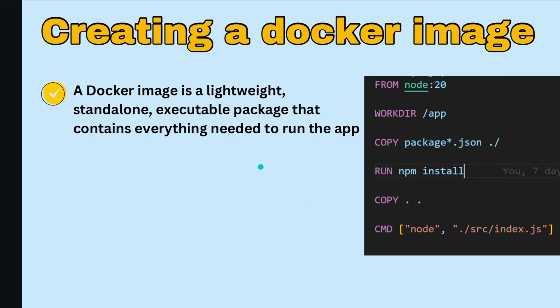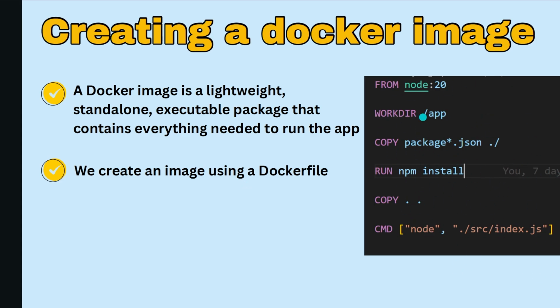Okay, so now that we have Docker installed, the first thing we're going to do is create a Docker image from our source code. A Docker image is a lightweight, standalone, executable package that contains everything we need to run the app. And we create an image using a Dockerfile. So on the right, we have an example of what a Dockerfile looks like.